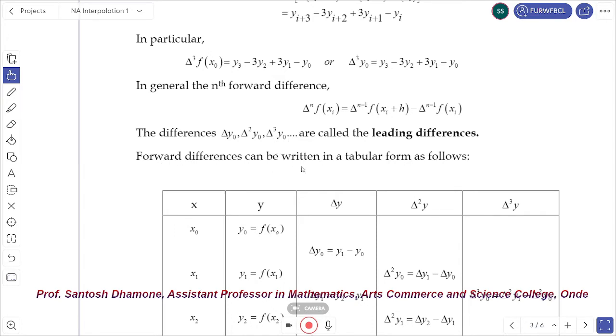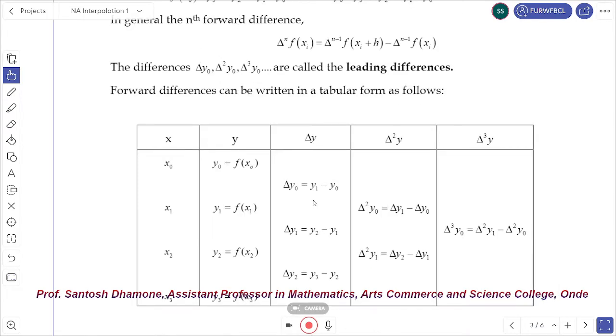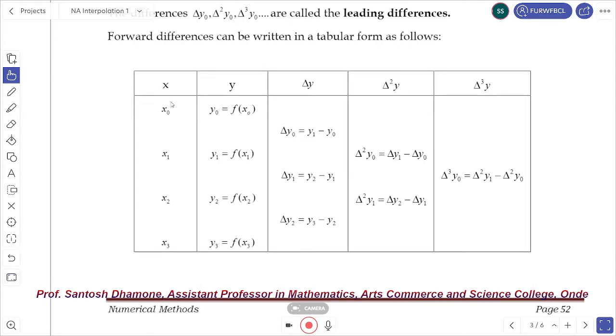Forward differences can be written in tabular form as follows. The first column represents the values of x, which are x0, x1, x2, x3. The second column represents y, the value of the function at point x0, represented by y0. y0 is equal to f of x0, y1 is equal to f of x1, y2 is equal to f of x2, and y3 is equal to f of x3.